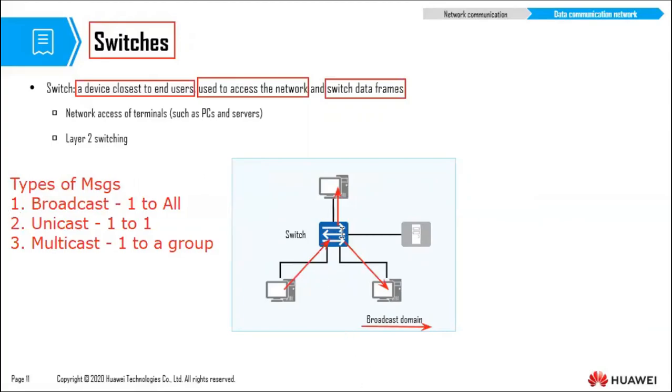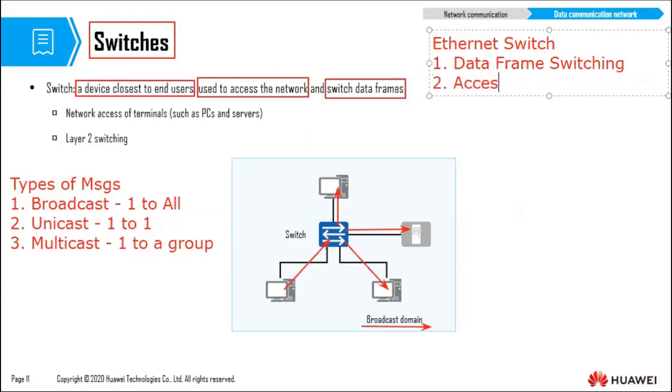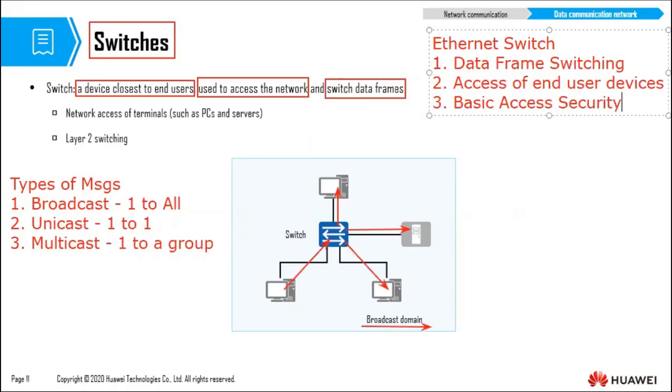So a switch will form a broadcast domain, because when it receives a broadcast packet, it is going to send that particular packet to all other connected devices, all of them. Now, generally, a switch is also referred to as an Ethernet switch. So sometimes we call it that. A switch can do the following: data frame switching. It provides access to end user devices. You can configure some basic access security on switches. And you can also perform layer 2 link redundancy.